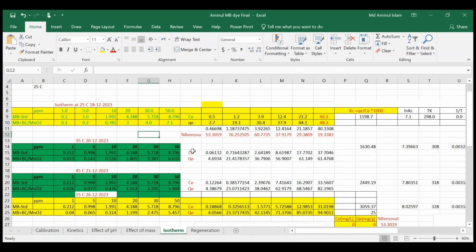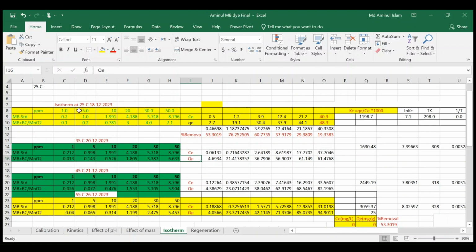In this video, I would like to show you how to calculate equilibrium concentration C and amount adsorbed at equilibrium Q for effect of concentration or isotherm study using Excel sheet. This video is very important, so please do not skip.